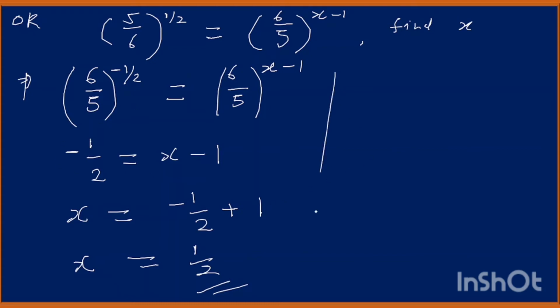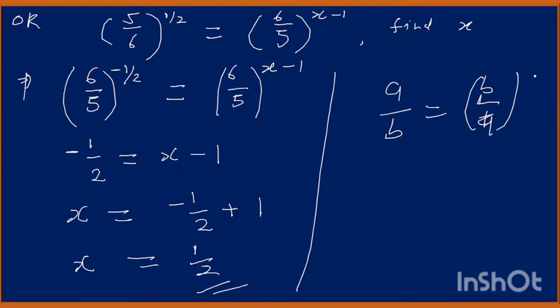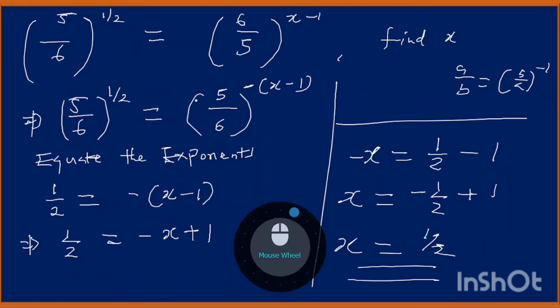So your idea is just making the bases look alike. Because remember, laws of indices, a divided by b is the same thing as b divided by a, all to the power of minus 1. So this is the idea. So let's go to the next question.